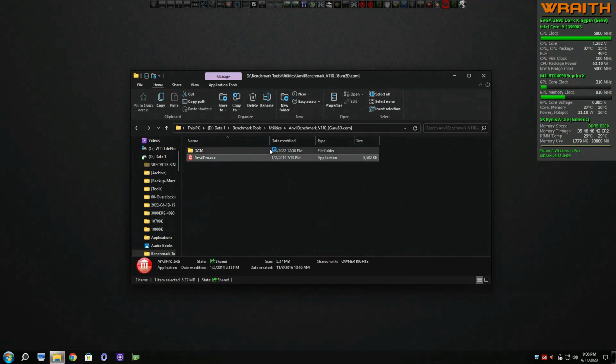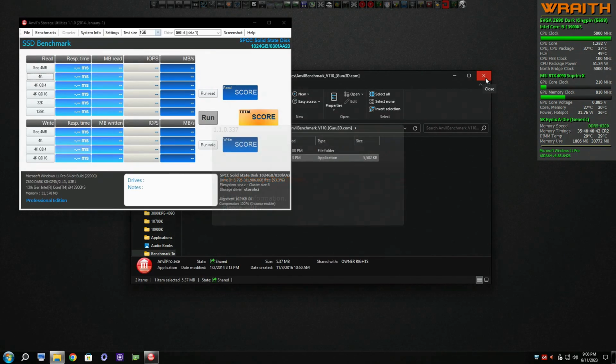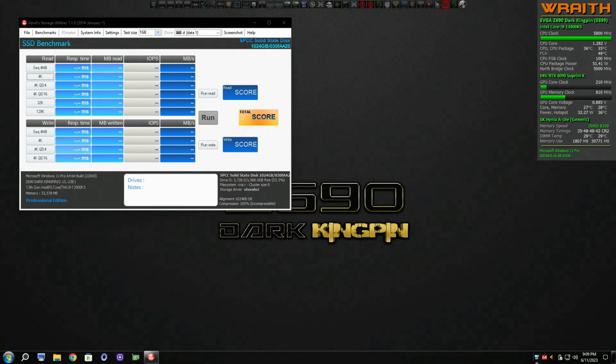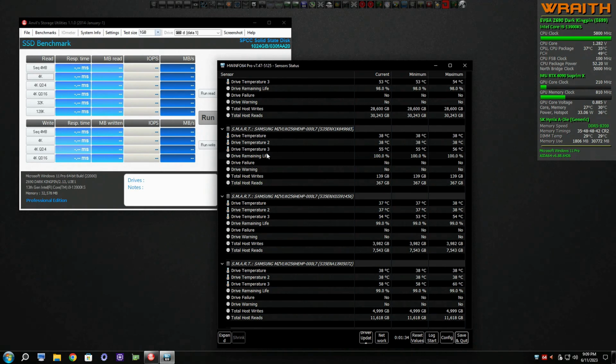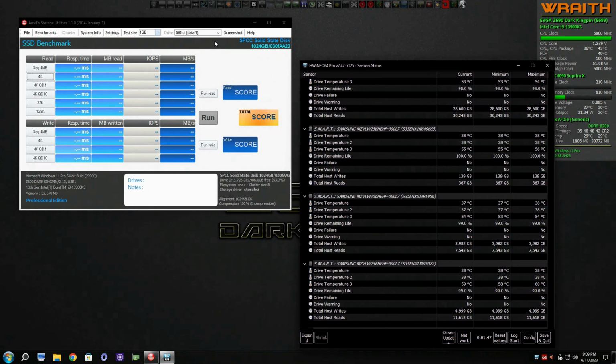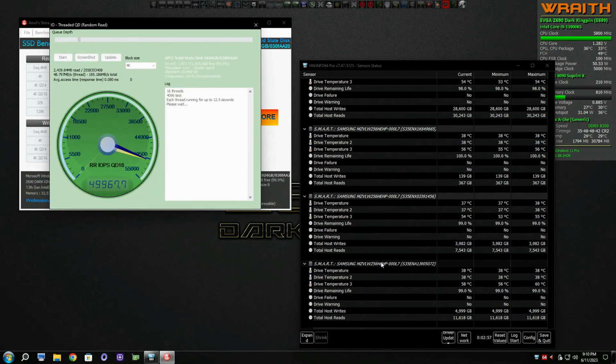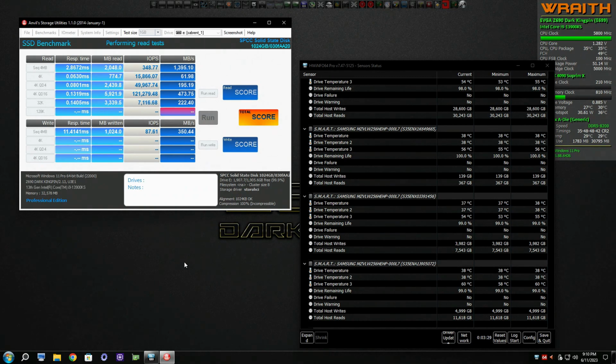Let's run an Anvil benchmark and see how that looks. And let's also have a look at the temperatures. So running those tests on these drives does not appear to have heated them up at all. They all have very respectable temperatures, which we'd expect with that big heat sink and that nice thermal pad on the inside of it. But it's always good to confirm, right? So let's see what Anvil says. It's looking good.